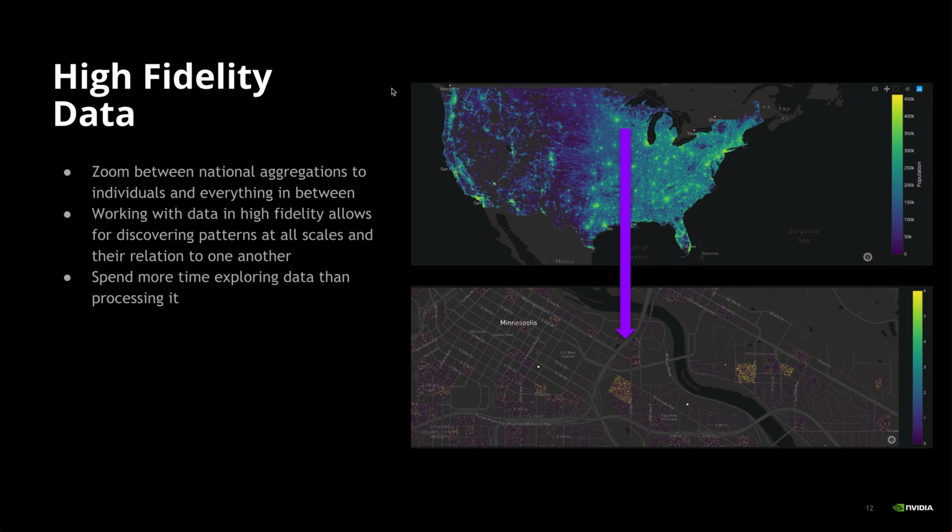And again, utilizing GPU acceleration and the datashader framework, encompassed with Plotly Dash as the overall app, you're able to really work with this high fidelity data in ways that you weren't able to before. So zoom between national aggregates to individuals and everything in between, and see how these new patterns relate to one another at different scales. So you really end up spending more time exploring the data rather than just processing or waiting for queries. You can explore at the speed of thought, as we like to say.